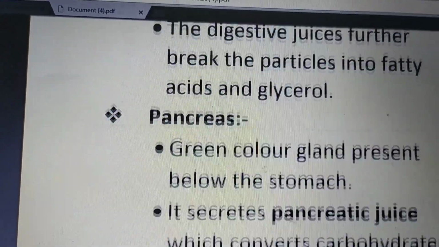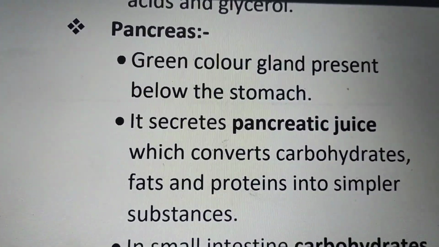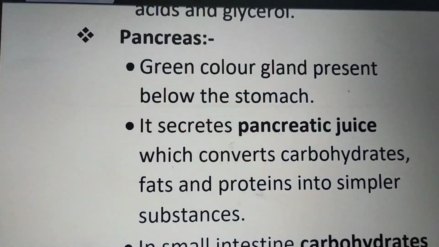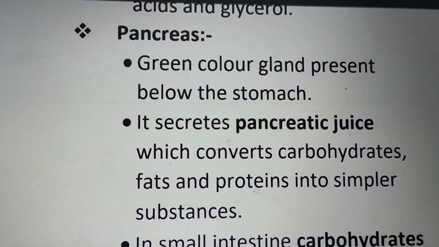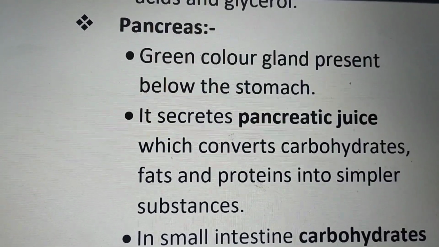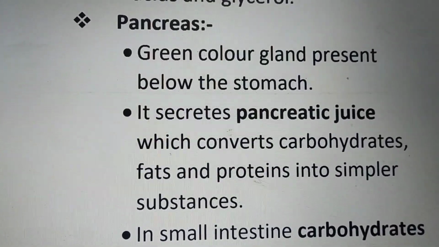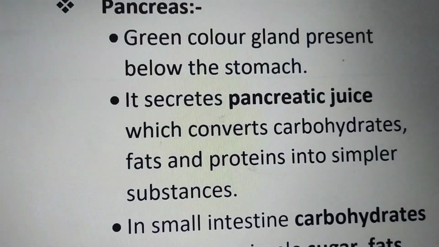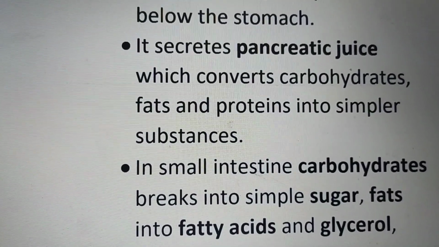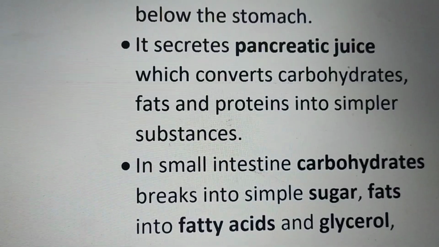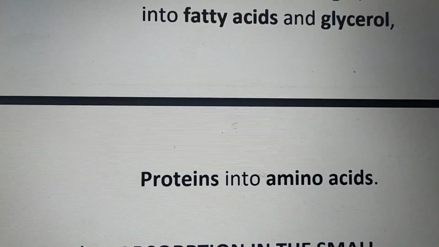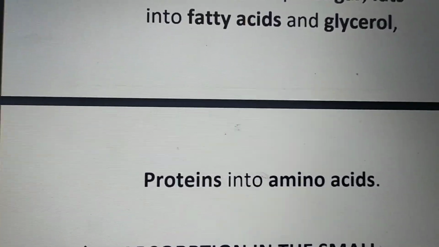Now the pancreas. So pancreas is a green color gland that is present below the stomach. In the same way like liver secretes the juice, pancreas also secretes a juice, and the name of that juice is pancreatic juice, which helps to convert carbohydrates, fats and proteins into simpler substances. In the small intestine, carbohydrates are broken into simple sugar, fat into fatty acids and glycerol, and proteins into amino acids. So these are important functions of liver and pancreas.